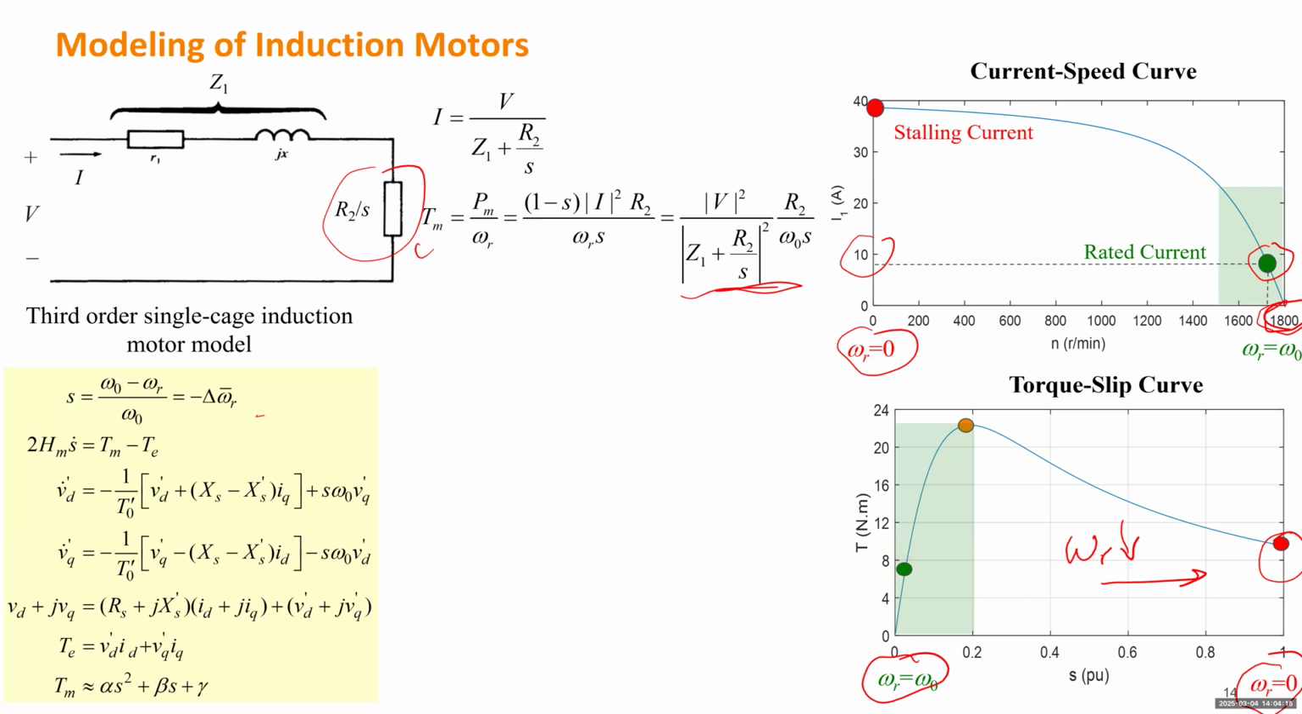The first equation is just the definition of the slip, which is basically just a negative per unit speed deviation. For the generator, usually we consider speed to be higher than synchronous frequency, so we usually define speed deviation to be omega r minus omega 0. But for the induction motor, usually omega r is less than omega 0. So S is just a negative speed deviation if we use the convention for the generator. And the second equation is basically just the swing equation, because if you replace S by negative delta omega r, it becomes a swing equation.